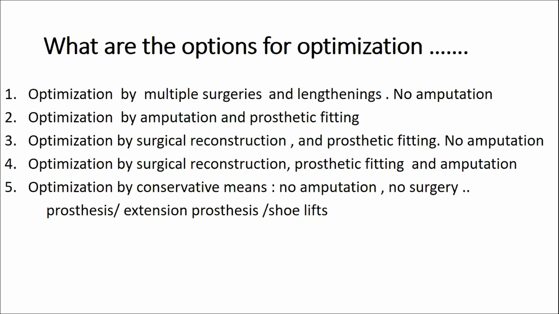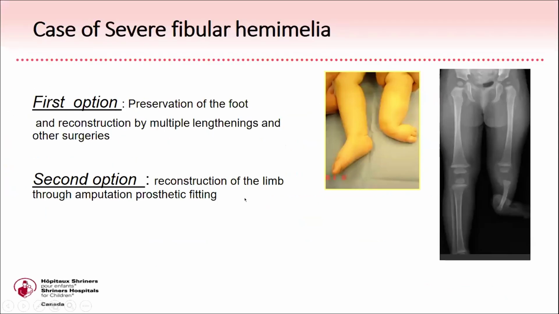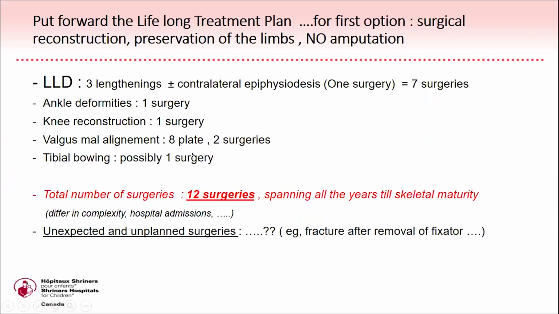After having examined, after going with them through all the problems, we have these 5 options that I mentioned before. The first option, which is preservation of the foot and ankle, after talking to them, we have to give them this. An example, in that specific case, the patient will need 3 lengthenings plus or minus contralateral epiphysiodesis. So that makes 7 surgeries. He might need a super ankle, he might need a super knee, he might need the epiphysiodesis surgery.